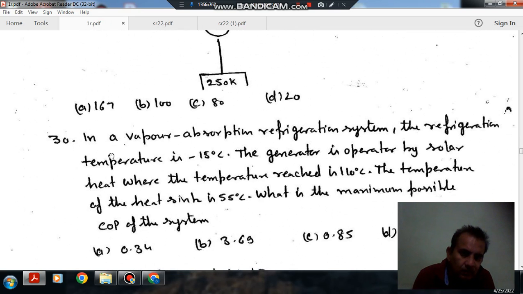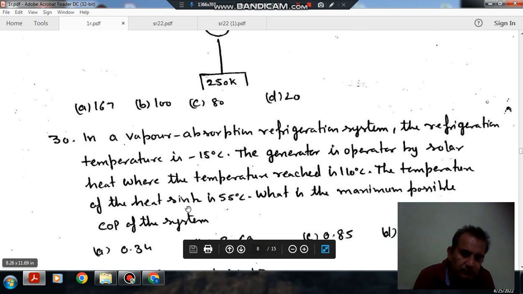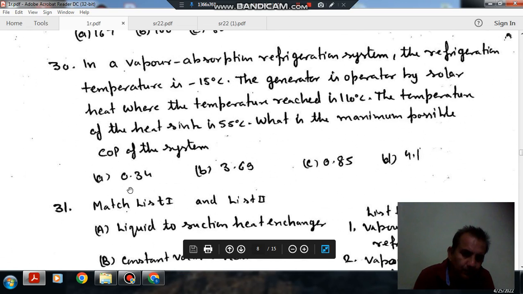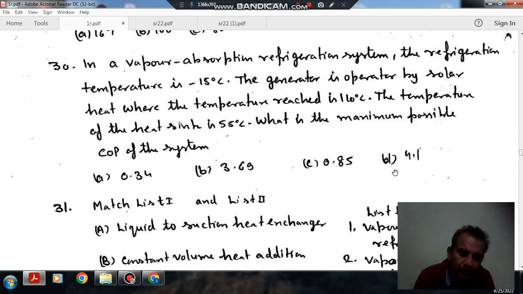Next, in a vapor absorption refrigeration system, the refrigeration temperature is minus 50 degrees Celsius. The generator is operated by solar heat, where the temperature reached is 110 degrees Celsius. The temperature of the heat sink is 55 degrees Celsius. What is the maximum possible COP of the system? Option A 0.34, option B 3.69, option C 0.85, and option D 4.1.